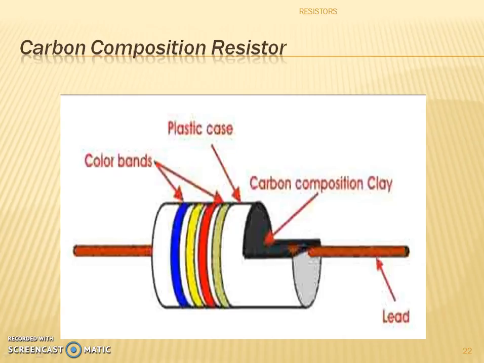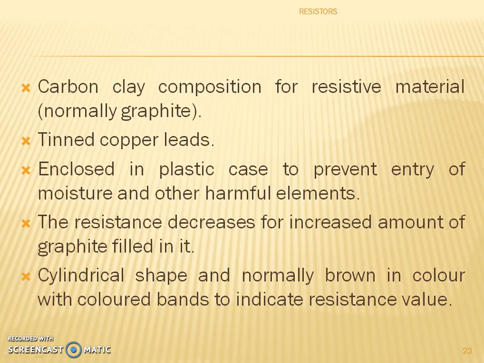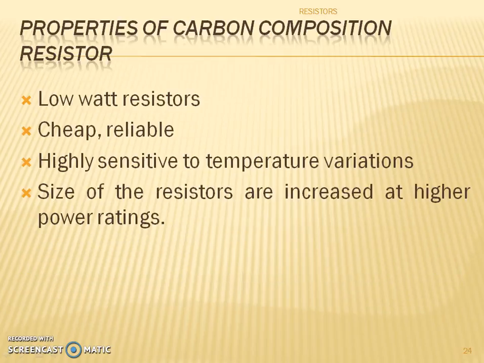Now this shows you a picture of the carbon composition resistor, where it has color bands, a plastic case, and carbon composition clay inside, and a lead. Carbon clay composition is used for the resistive material, normally graphite. Tinned copper leads are there, enclosed in a plastic case to prevent entry of moisture and other harmful elements. The resistance decreases with increased amount of graphite filled in it. It is cylindrical in shape and normally brown in color, with colored bands to indicate the resistance value.